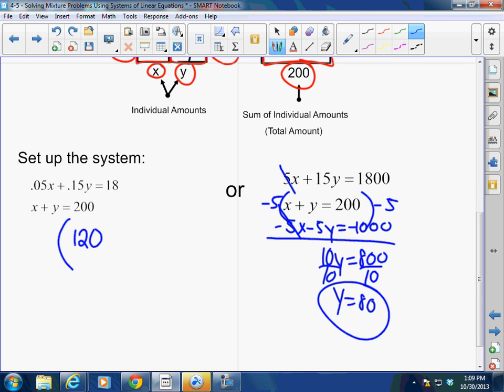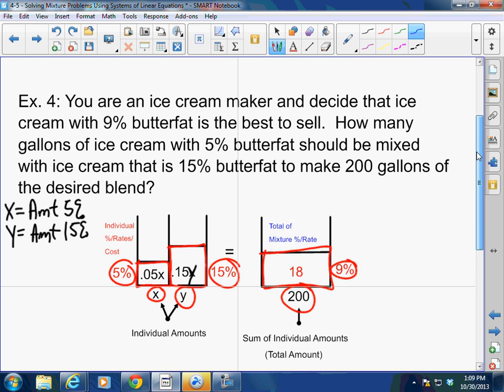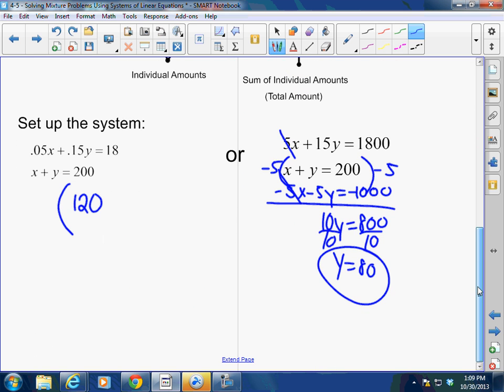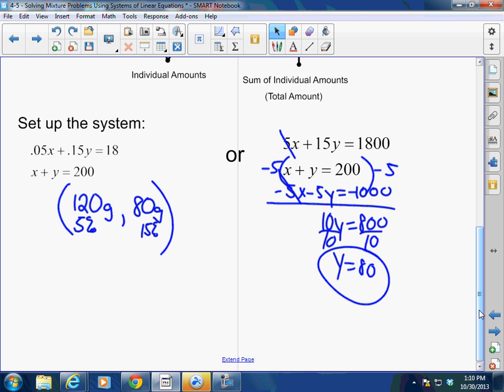Okay, so I have 120, which was this, liters or milliliters? This was gallons. So 120 gallons of the 5% mixture, comma, 80 gallons of the 15% mixture. And that is exactly what I have to combine to make a 9% mixture.